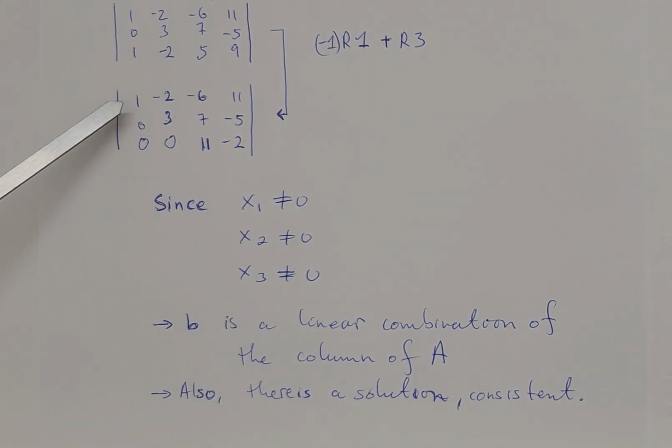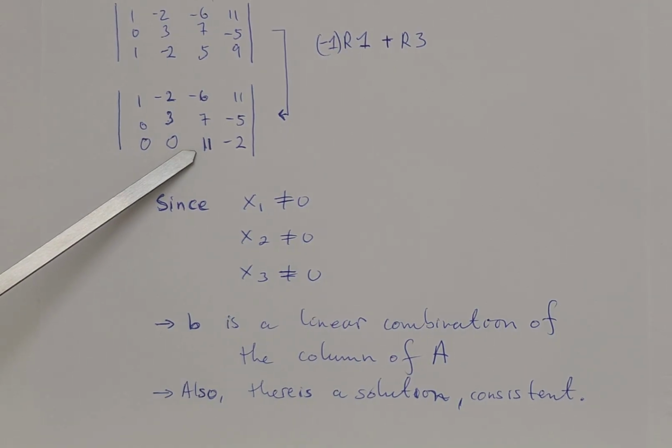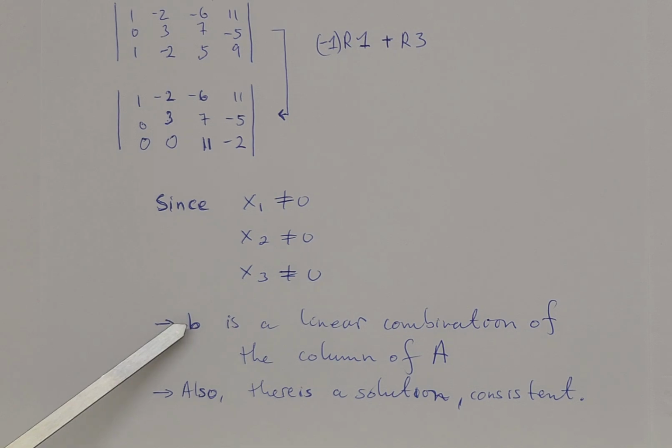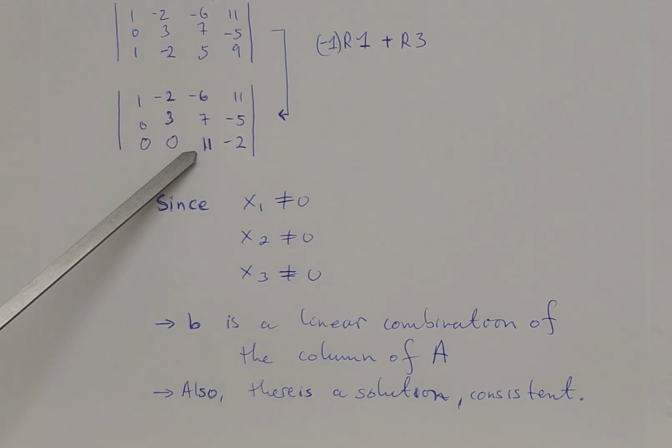One more time. This spot, and this spot are not 0. So therefore, B is a linear combination of the column A. Also, there is a solution and consistent. One more time. This spot is not 0. So therefore, there is a solution. There is a solution. And we could say consistent. That means there is a solution. So B is a linear combination of column A.